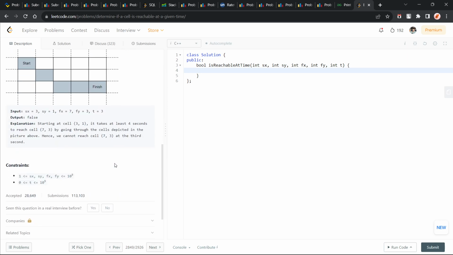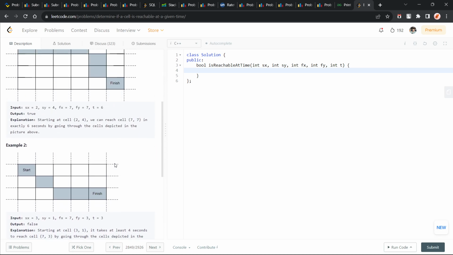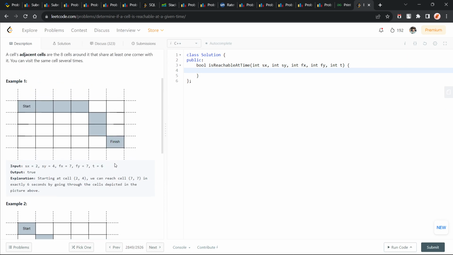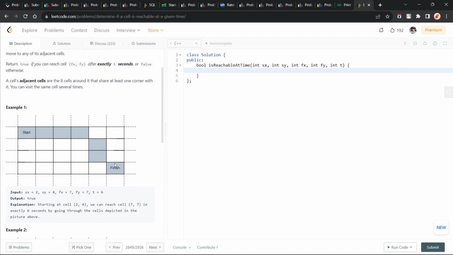Now I remember where I encountered this problem. I believe it was actually a part of some weekly contest. Okay, so the first thing that we notice is, can we in any way go to this particular cell?